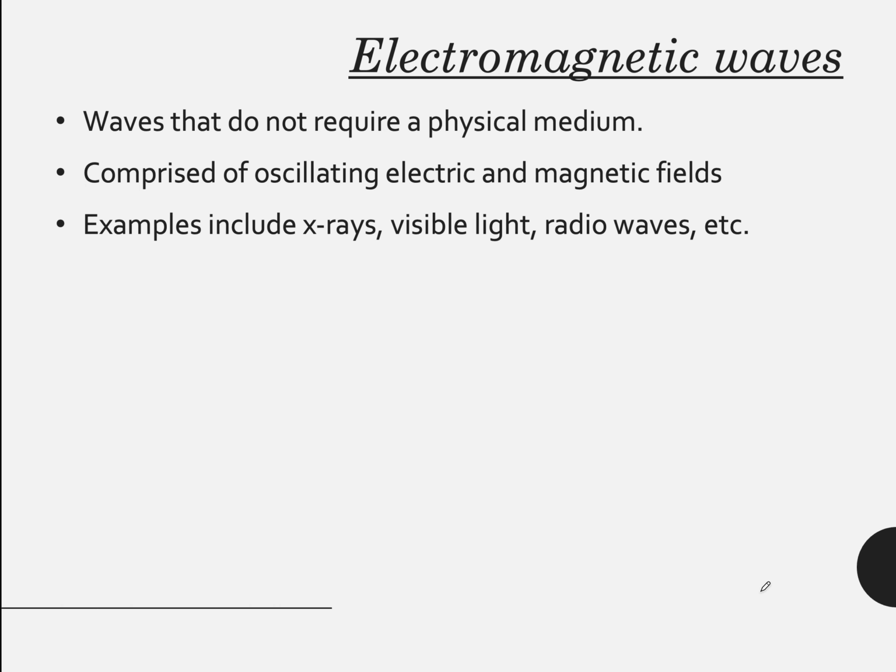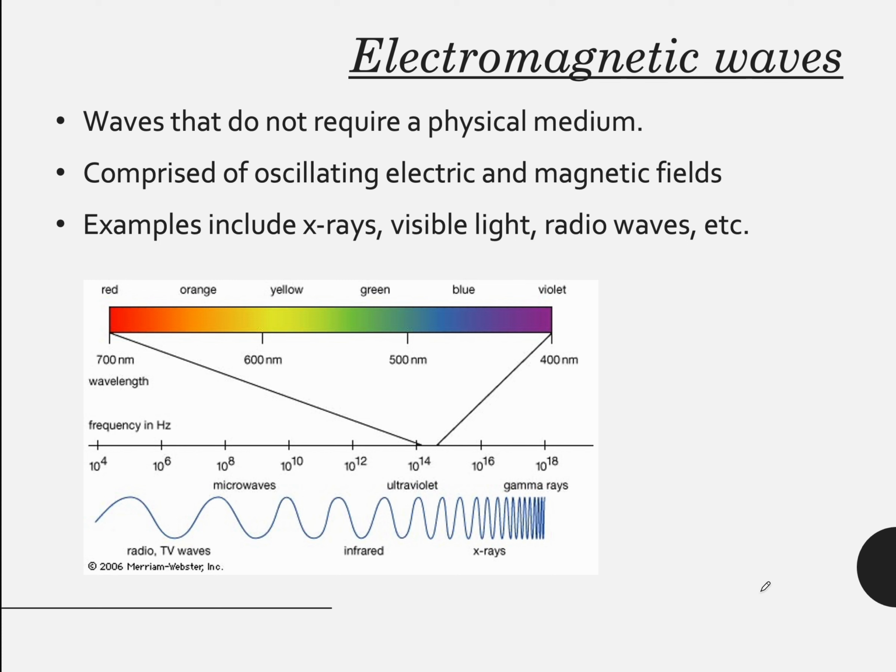Examples include X-rays, visible light, radio waves, in fact the entire electromagnetic spectrum, of which light is just a very small part. We start out here with low-frequency radio waves, TV waves, microwaves, then we get into infrared, then visible light, then ultraviolet, X-rays, and gamma rays. These are all just oscillations in the electromagnetic field, just different frequencies or different wavelengths, depending on how you want to think about it. But again, all of these can transfer through a vacuum. They can also transfer through mediums like air and water and some optical media.